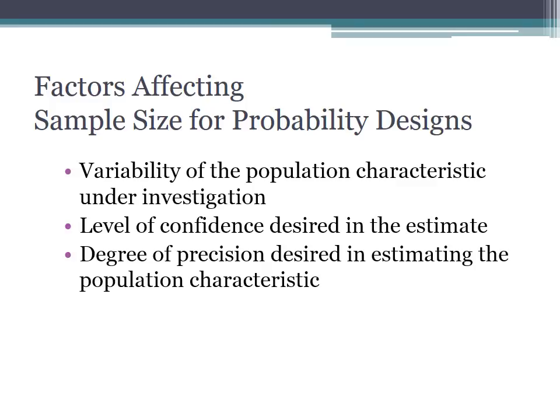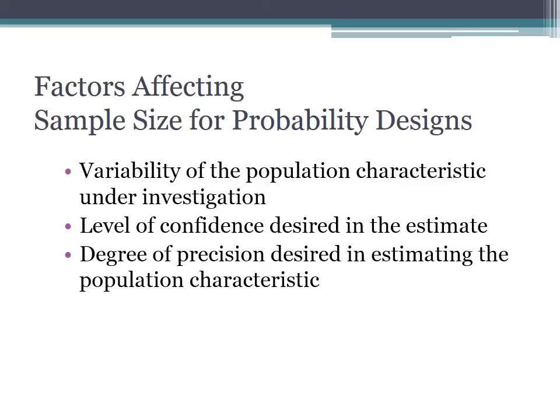The level of confidence desired in the estimate. We typically will go with 90 to 95% confidence, meaning on a very general level that we are 90 to 95% confident that our statistic generalizes to the population. We'll talk more about this later, but that's a very, very simplistic way of looking at it.